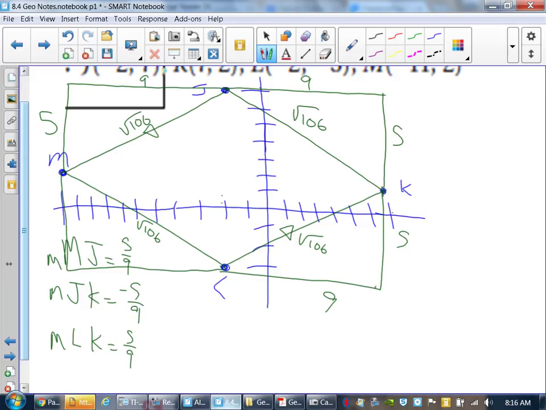Okay. Just wanted to show you guys some coordinate fun stuff.